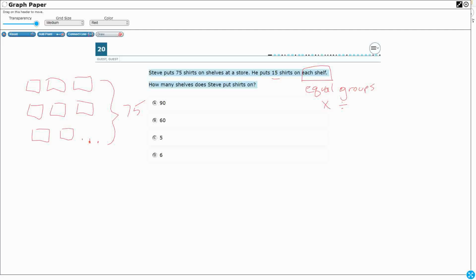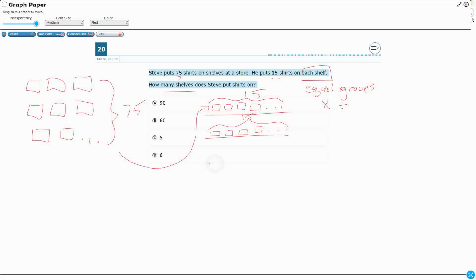So I've got some shelves. How many shelves? That's my question, right? So I've got a shelf here, and I can take 15 of them, right? I'm going to put like this, dot, dot, dot, 15. That's one shelf. And then I've got another shelf here. I'm going to take from my total of 75 there, and I'm going to put another 15, right? And I'm just going to keep doing that until I run out of shirts. And it should be equal because it says there's going to be exactly 15 shirts on each shelf.